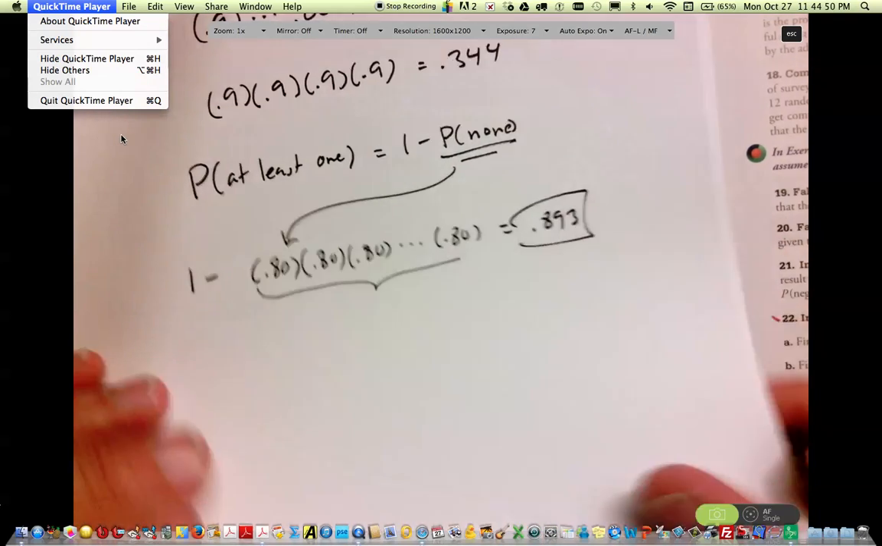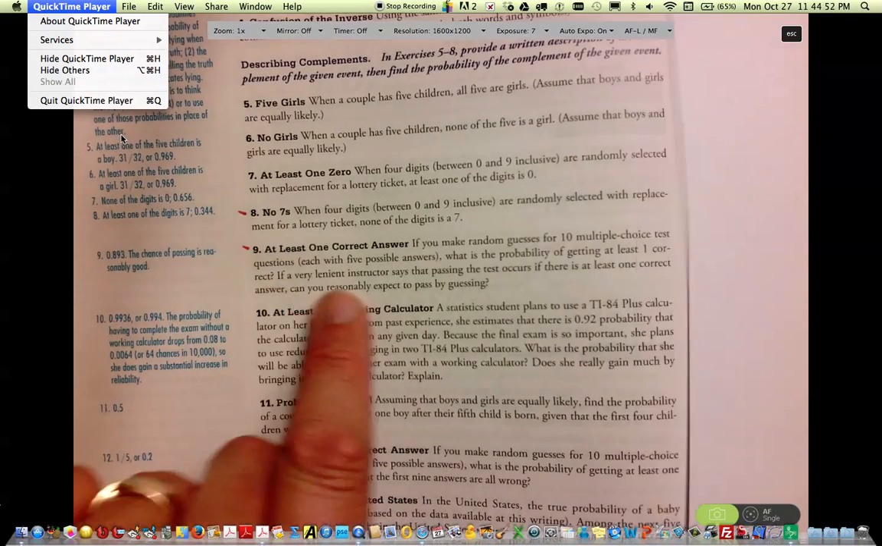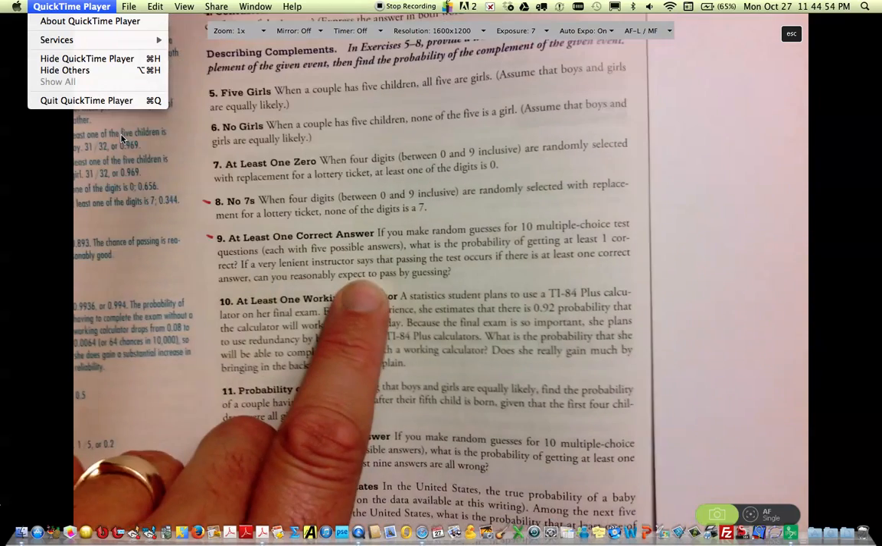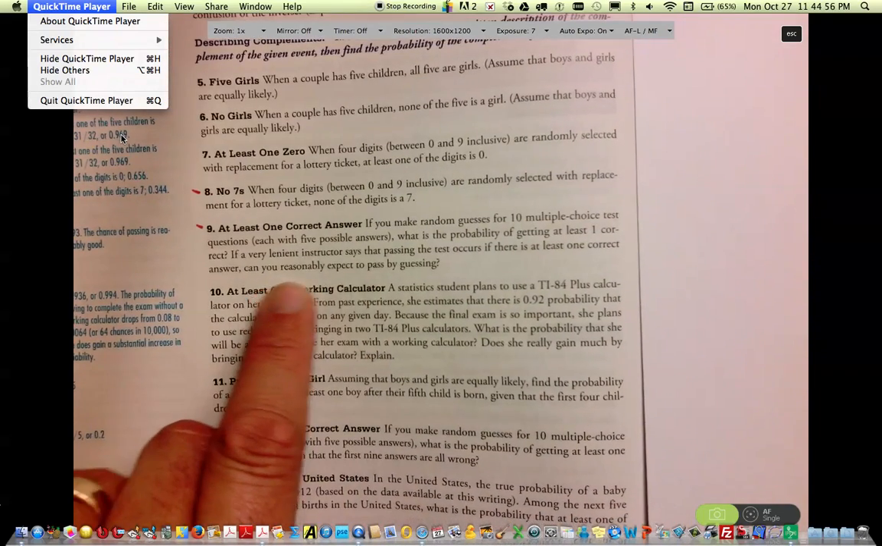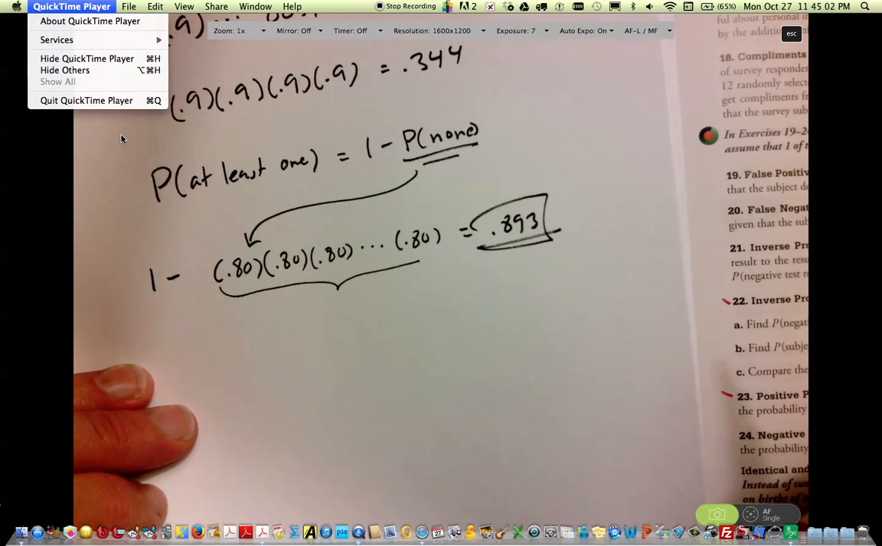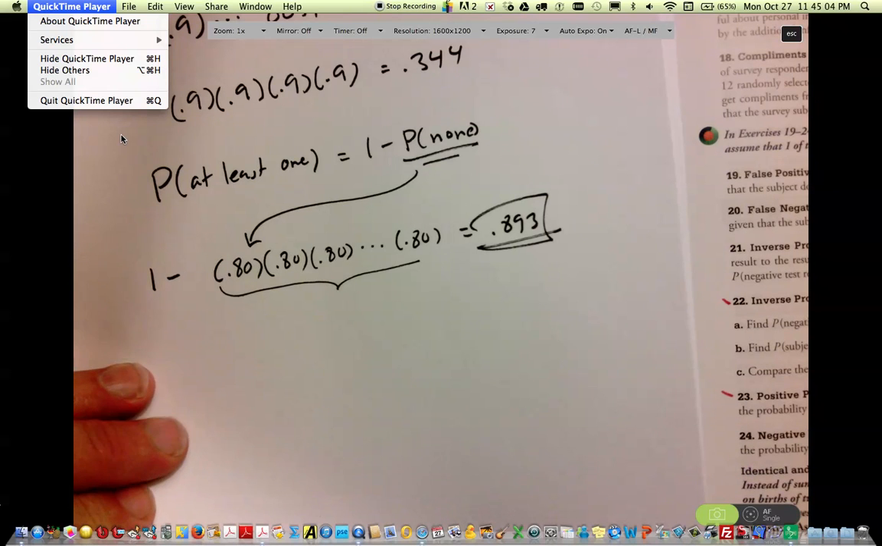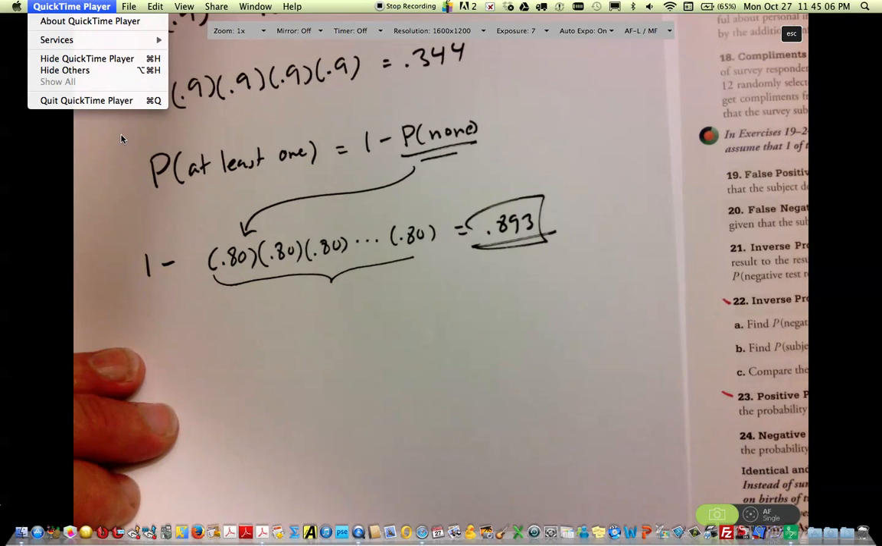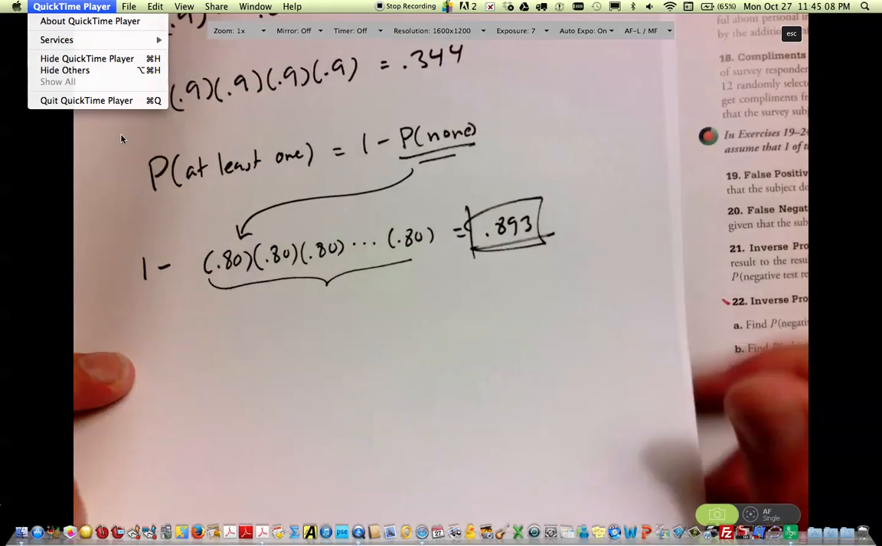So if you've got a professor that says he's going to let you pass if you can get at least one correct, can you reasonably expect to pass by guessing? This is the probability you're going to pass. That's a pretty high probability, about 90%. A 90% chance you're going to pass this test. I would say that that's a pretty high probability. All right.